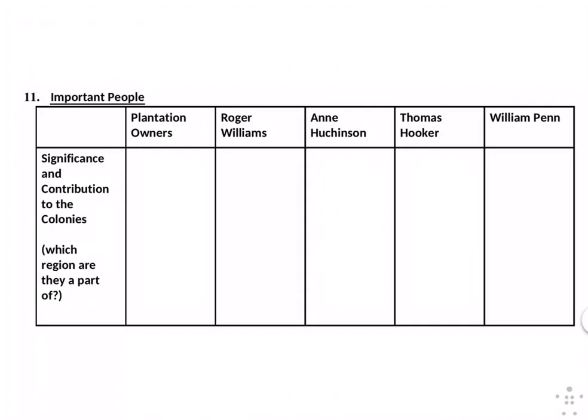Thomas Hooker, again, left Massachusetts. He wanted to start his new colony. So the new colony that he created was Connecticut. We're still in the New England region. Why is he significant? Because he created or helped establish the Fundamental Orders of Connecticut, which was the first form of a constitution in America.